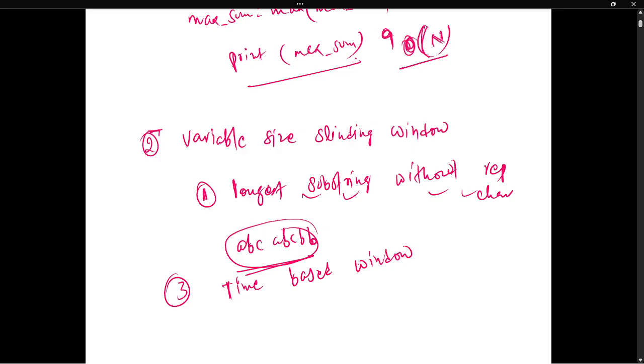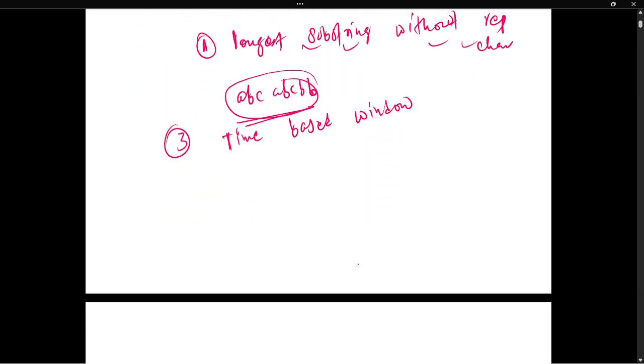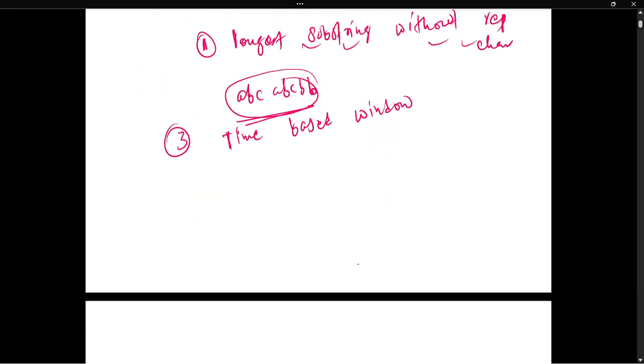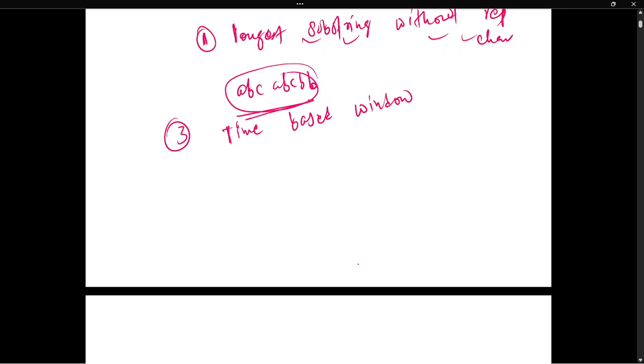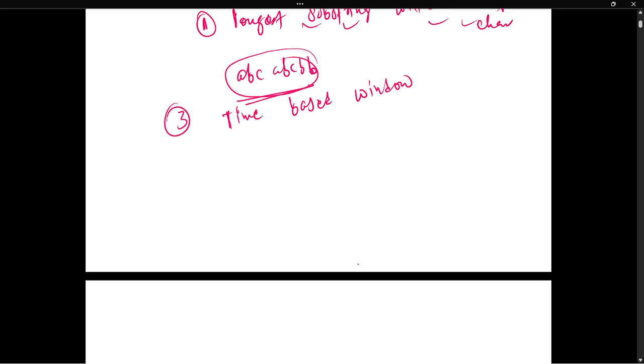So in variable window, we have seen the longest substring problem comes under it. And what is a time based window? A time based window is like, suppose instead of elements, the window is based on time. So suppose we have to process the last 5 minutes of data. If you talk about a data engineering use case, I'll talk about real time fraud detection.